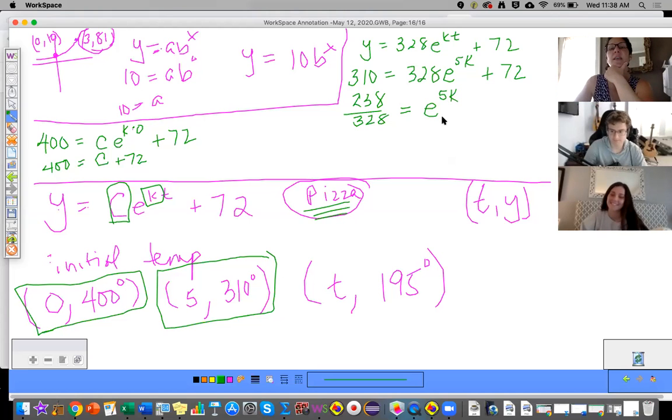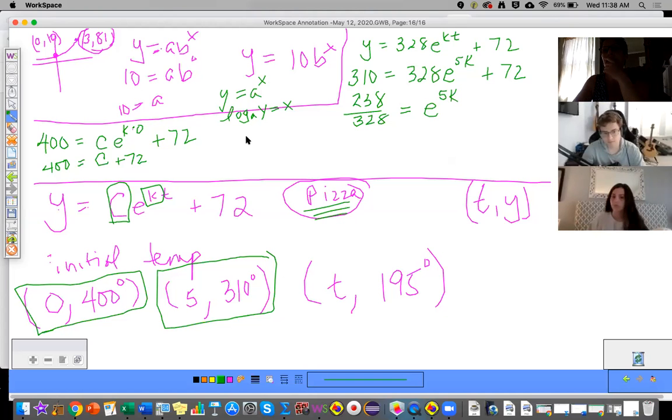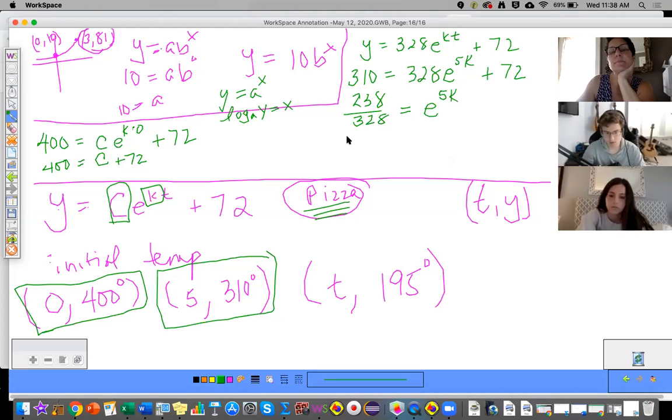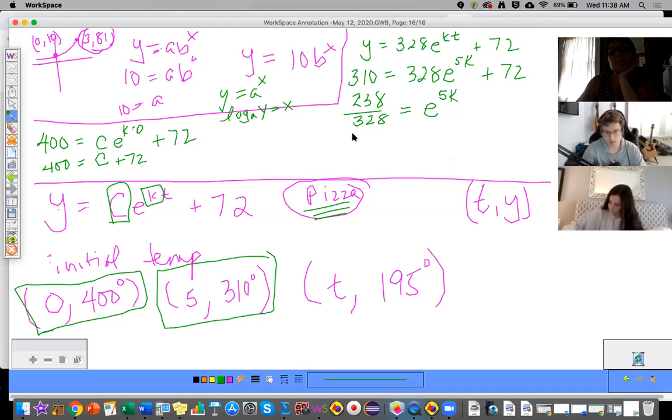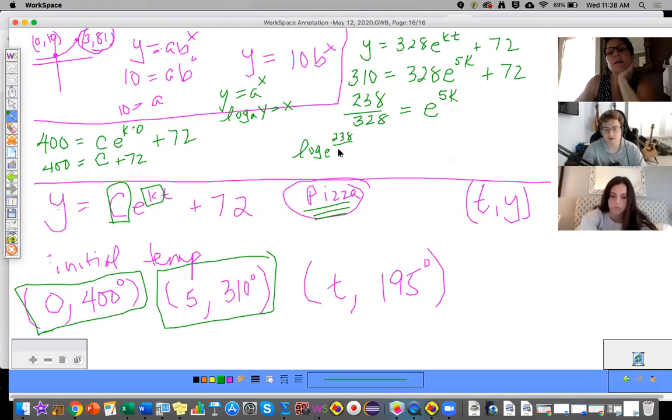All right. This is an exponential equation. So remember, we're going back to that: if I have y equals a to the x power, you can write this as log base a of y is equal to x. You knuckleheads okay with that? Yeah. How would I rewrite this as a logarithmic thing? Log base e of 238 divided by 328 is equal to 5K.